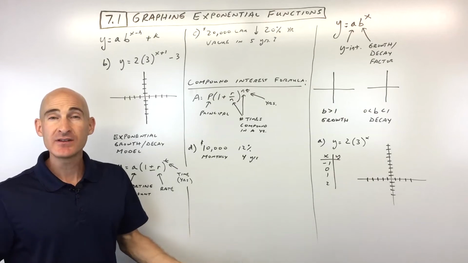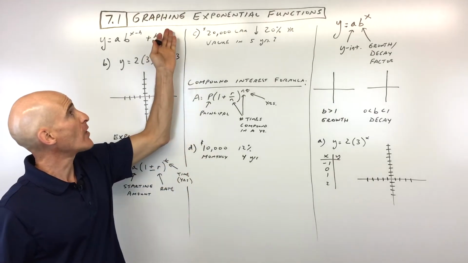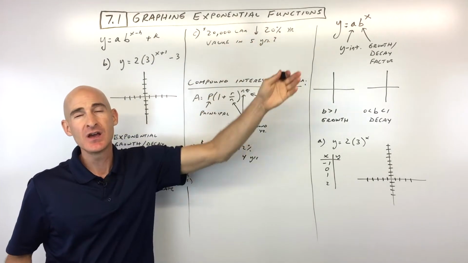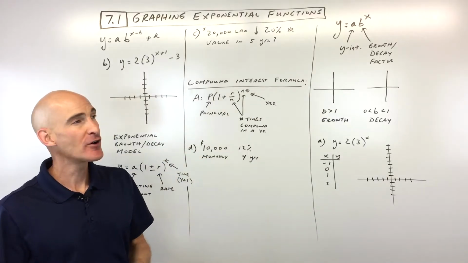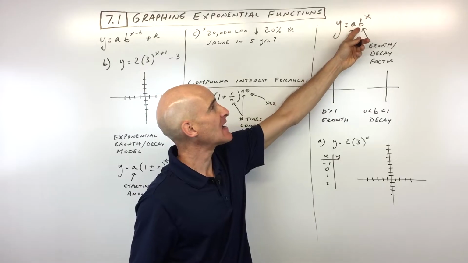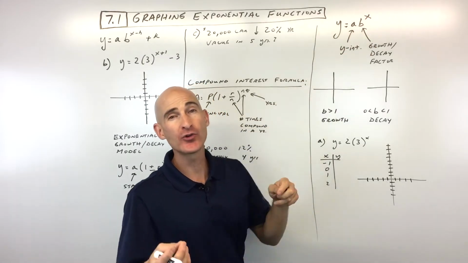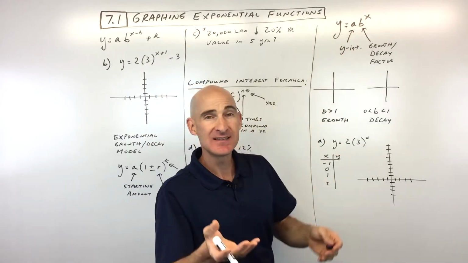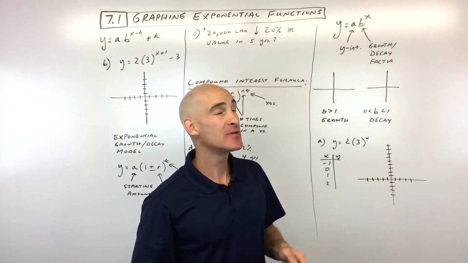Okay, chapter 7, 7.1, we're going to be talking about graphing exponential functions. So what exactly is an exponential function? Well, it's a function that's in this form, y equals a times b to the x power. And notice that the variable x is up there in the exponential position.